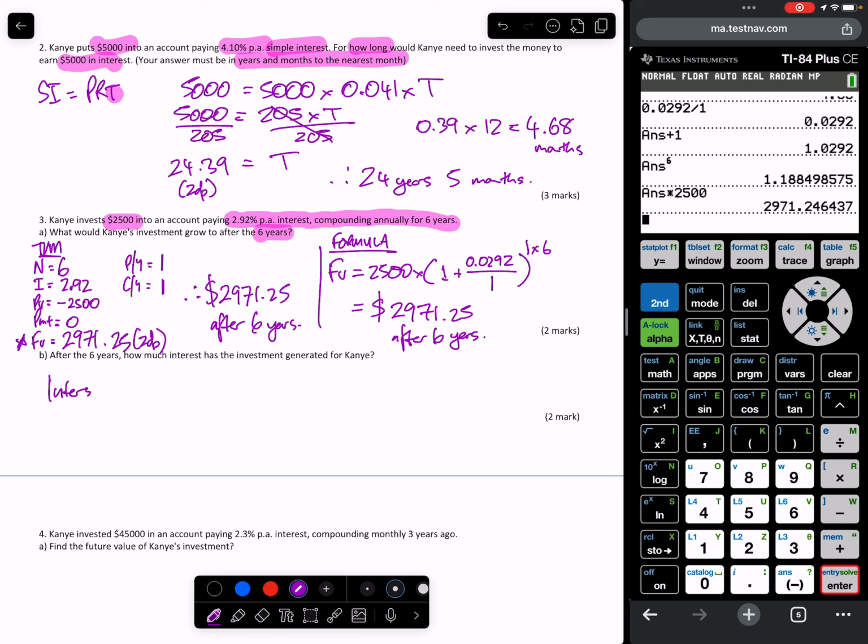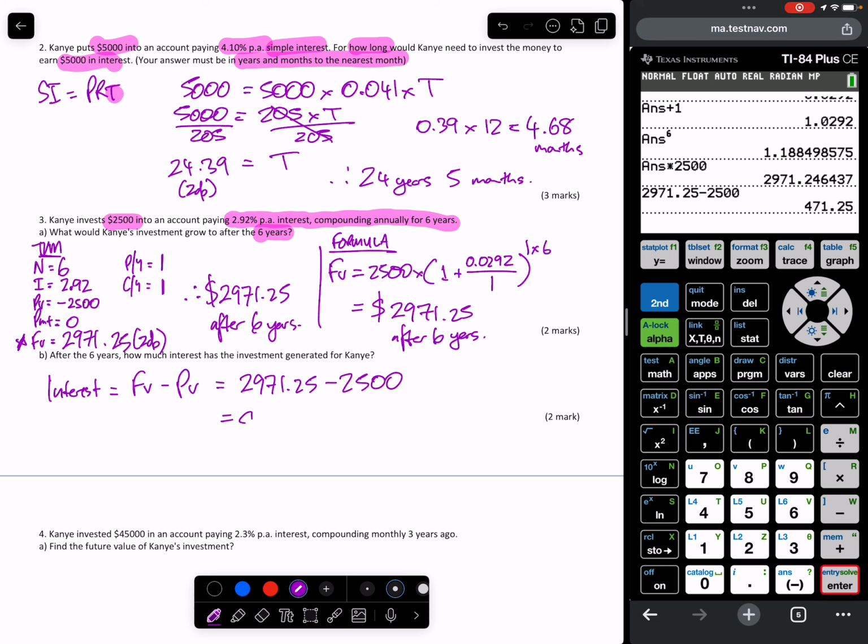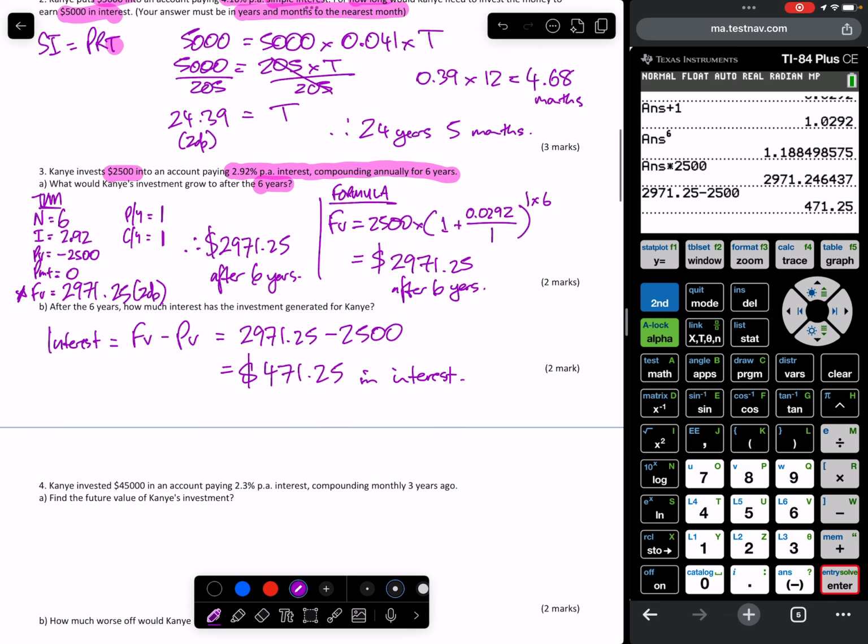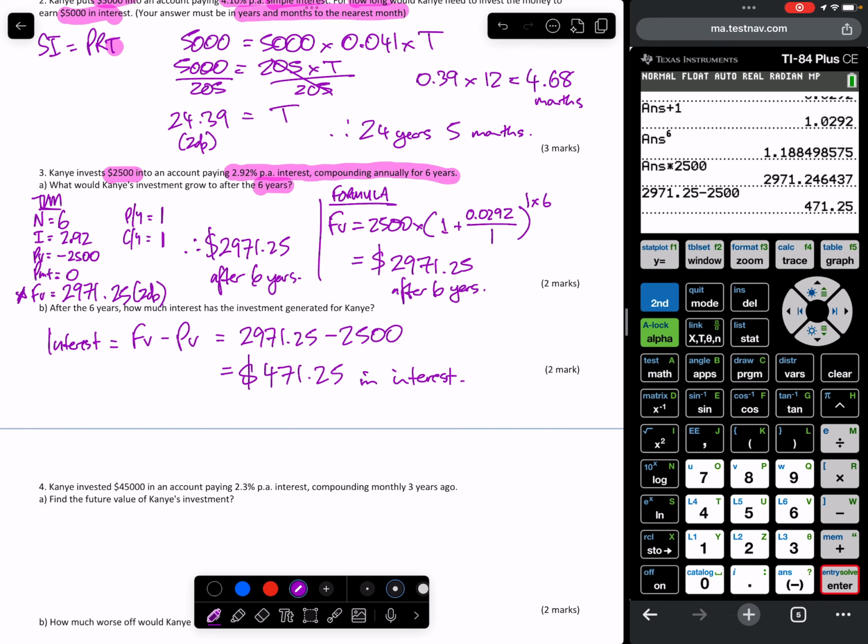After 6 years, how much interest has the investment generated for Kanye? Interest equals FV minus PV, which is 2971.25 minus the 2,500 initially invested. 2971.25 minus 2,500 is $471.25 in interest. That's after 6 years.